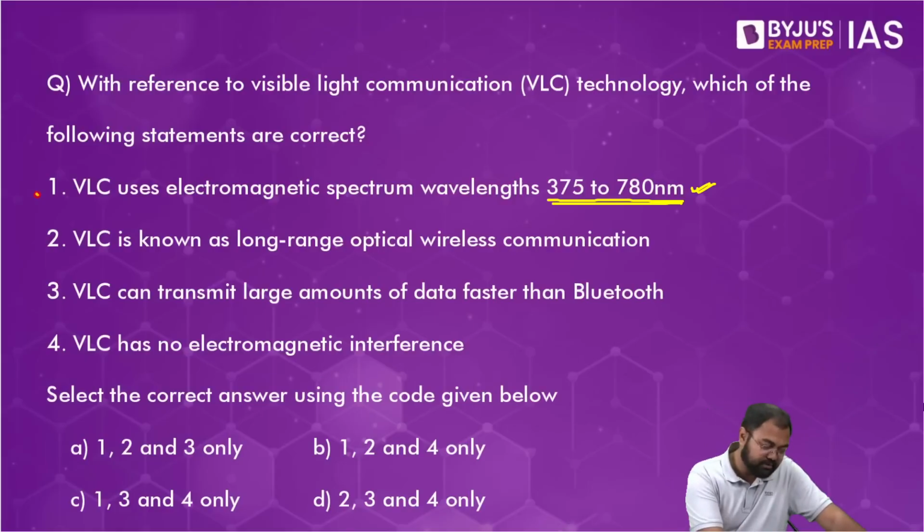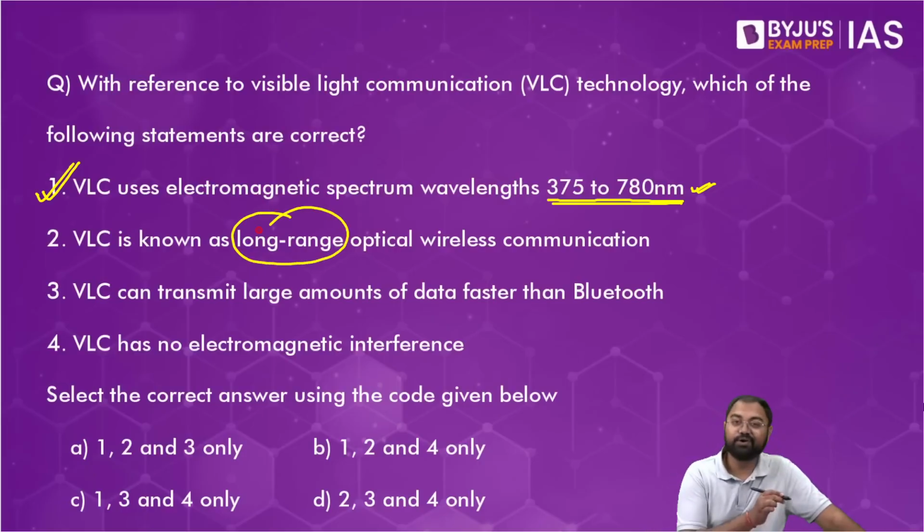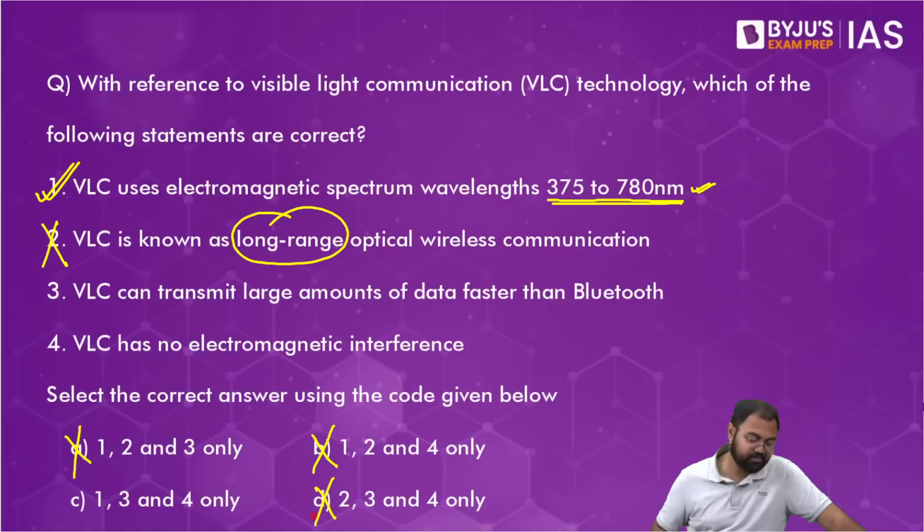Anyway, I told you that this is correct. This is the light range. Second is VLC is known as long range optical wireless communication. Long range. Can it be long range? What we discussed, within a room. Correct? Within a room. So two definitely is wrong. So that's why you should have gotten the answer from here.